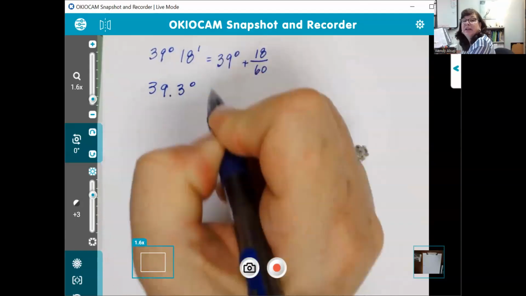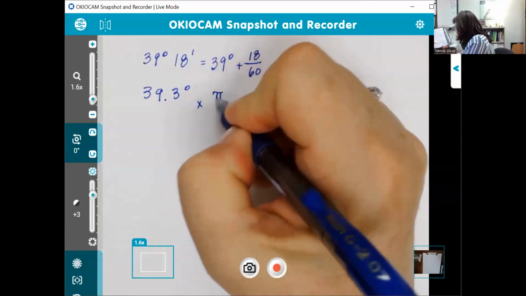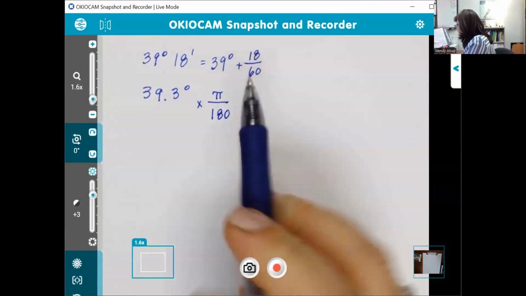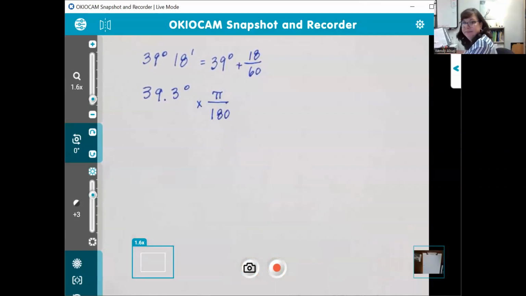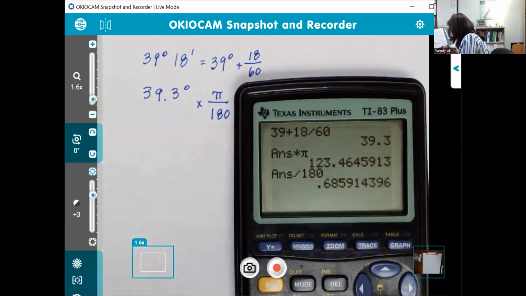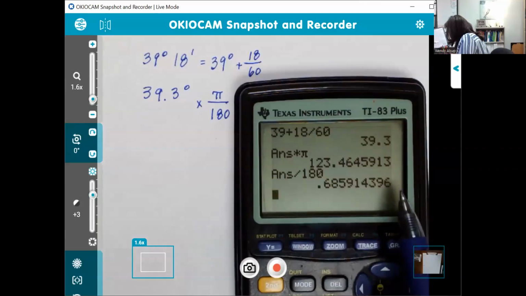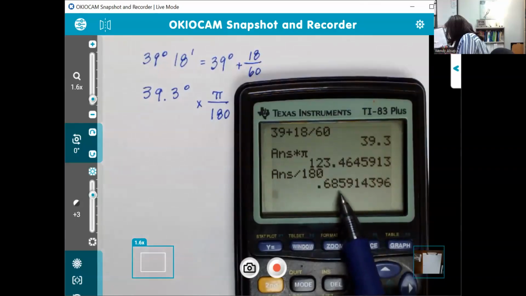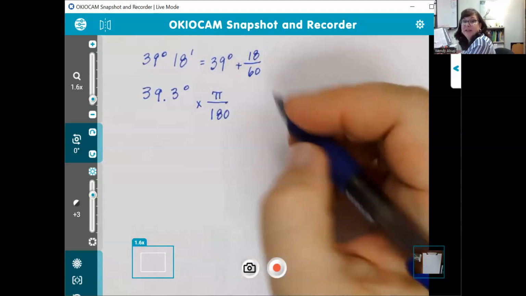Well, that's still degrees, and I need to switch it to radians. And the switch for radians is to multiply by pi over 180. So I want 39.3 times pi divided by 180. I get 0.6859 radians. I think I'll keep it at 4 decimal places. So I'm going to say 0.6859 radians.